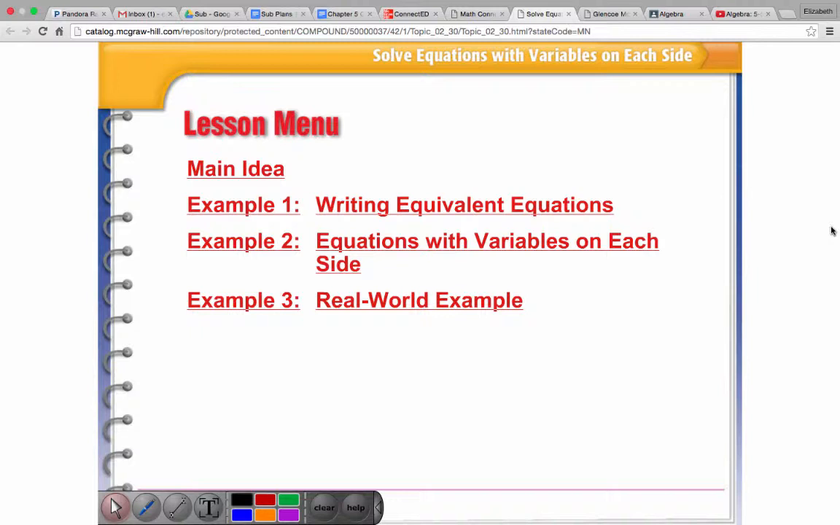This is where you're going to learn how to solve equations with variables on each side. Yesterday we did solving equations with two steps. This is going to be really similar to doing that.